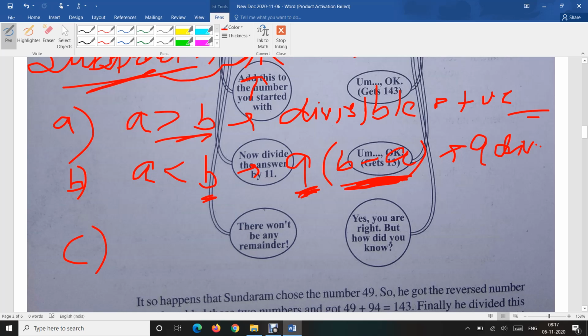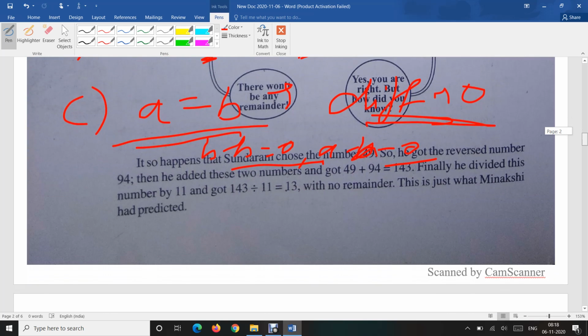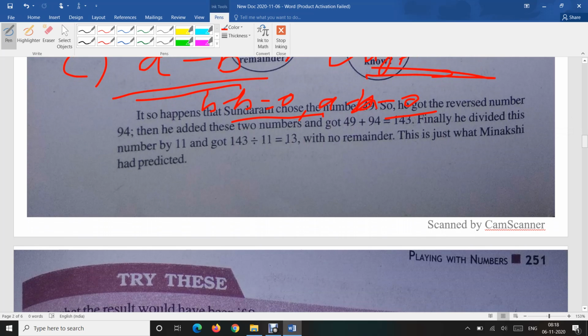Now in case C, if A is equal to B, then the difference will be 0, because B minus B is equal to 0 or A minus A is equal to 0, and when we multiply any number by 0, we always get 0. That's why if A is equal to B, the difference will be 0, and it doesn't matter whether it is divisible by 9 or not. So this was the subtraction trick.